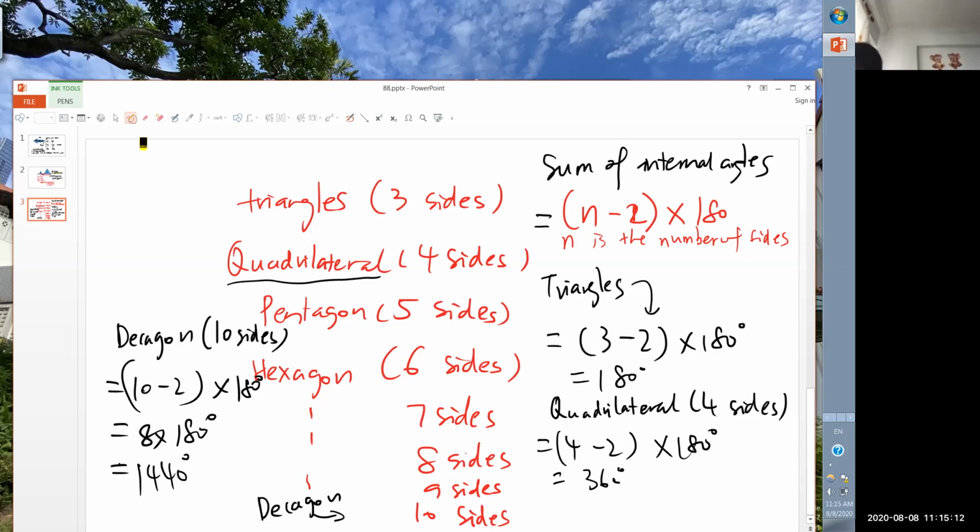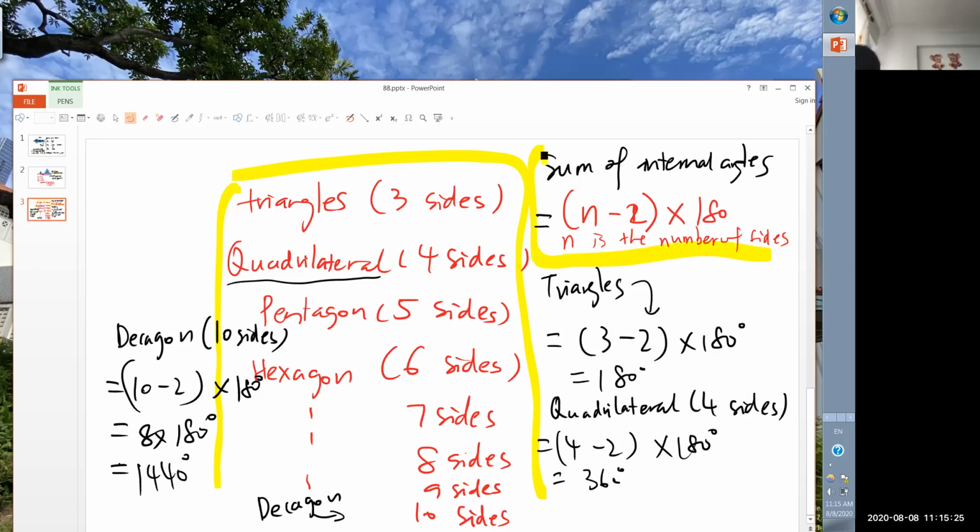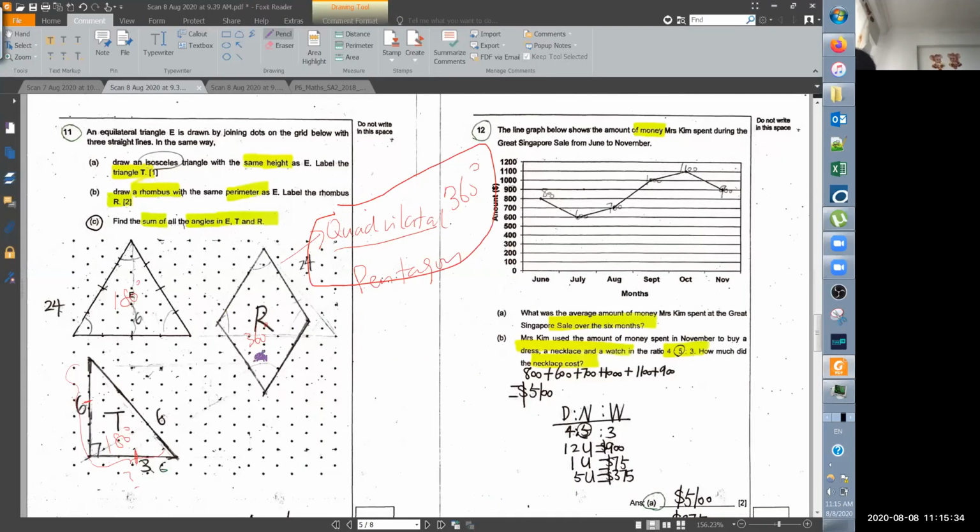That's the reason why I want you to remember all this. Regardless of how many sides, whatever shape you have, you can use this formula to find the sum of internal angles. So I hope you can see that for questions like this, they might ask you to draw this.